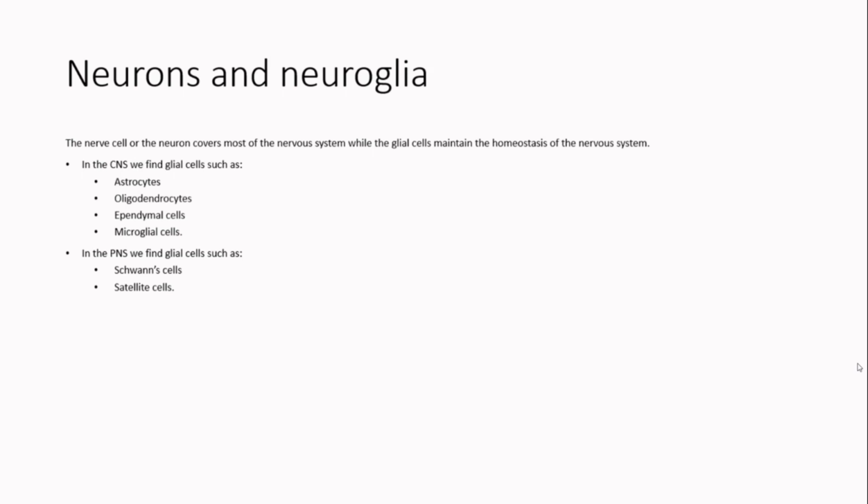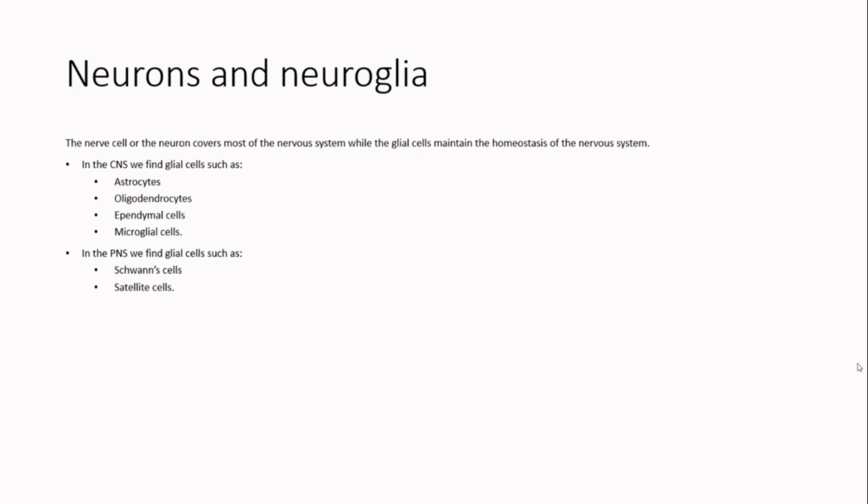So, the neurons and neuroglia. As we know, the neurons and neuroglia cover most of the nervous system, and this neuroglia is something we call the glial cells also, and these are the supporting cells. These supporting cells maintain the homeostasis of the nervous system, but they also have a defensive function. So keep that in mind.